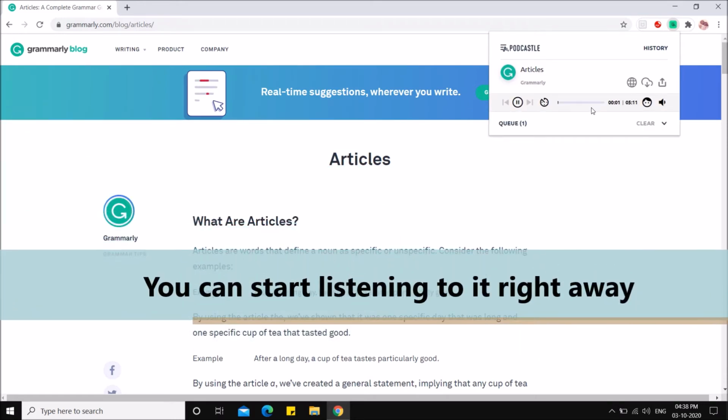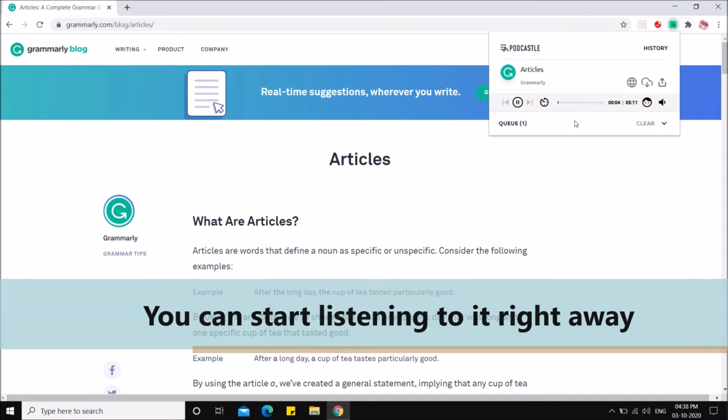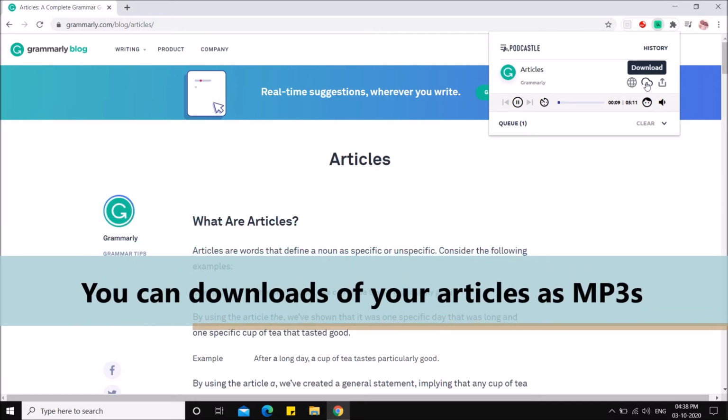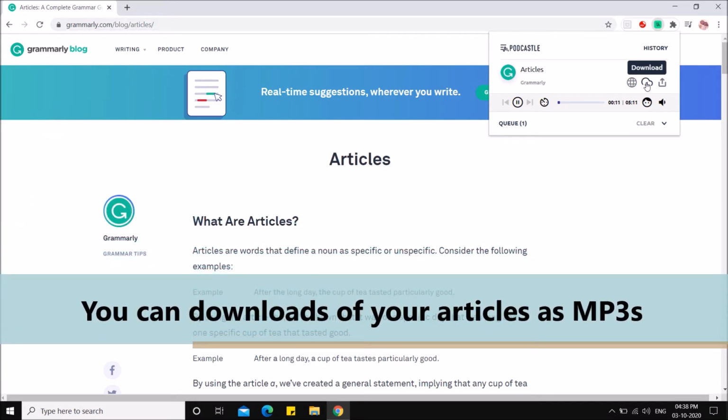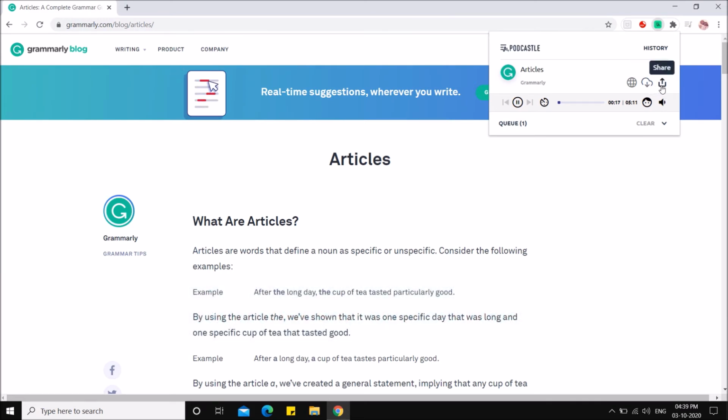What are articles? Articles are words that define a noun as specific or unspecific. Consider the following examples. By using the article the, we've shown that it was one specific day that was long and one specific cup of tea that tasted good. By using the article a, we've created a general statement, implying that any cup of tea would taste good after any long day.